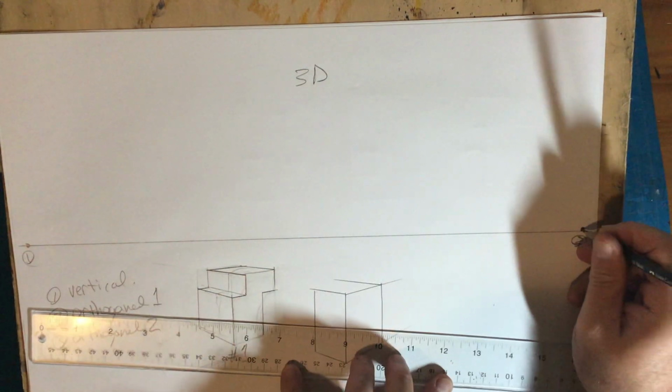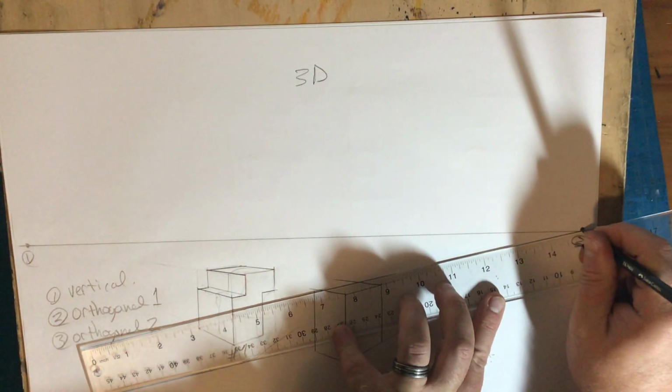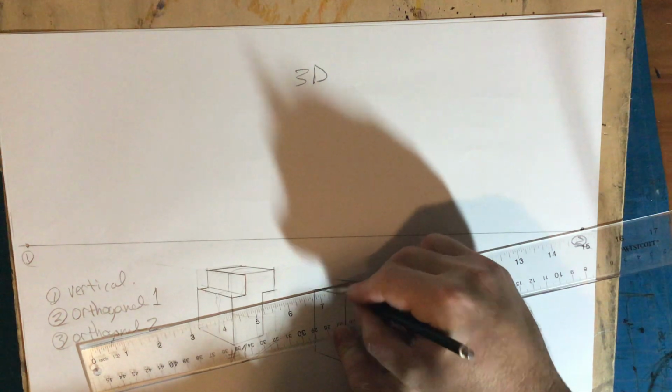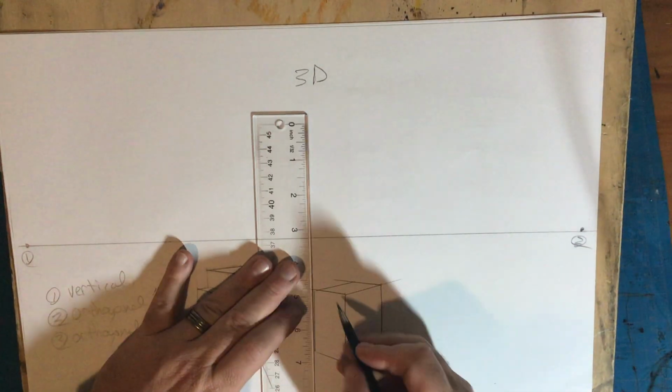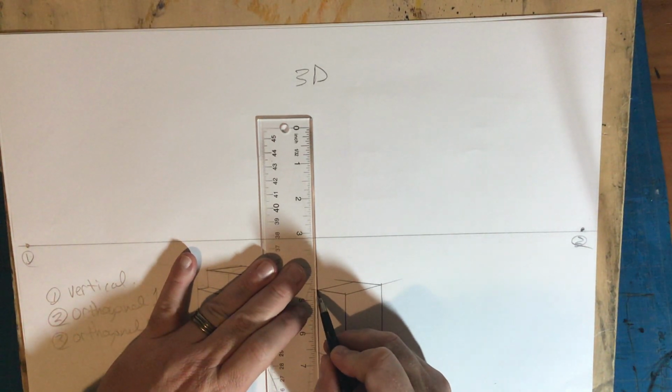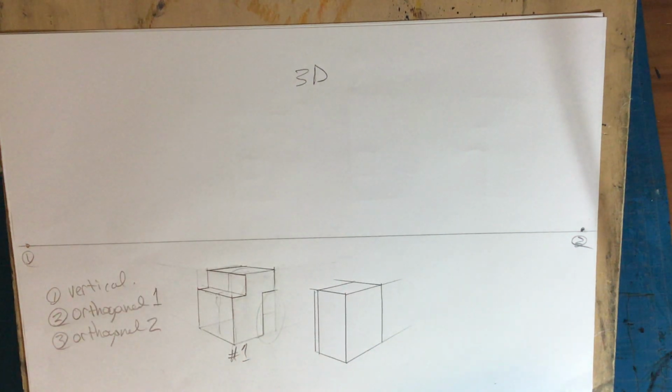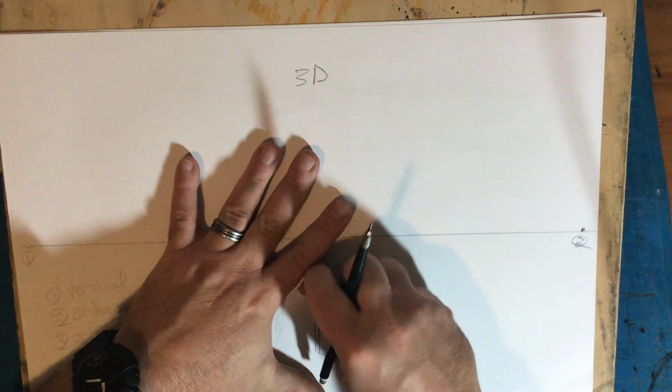Crisscross applesauce. There we go. Something like this. That's bad. There we go. That's better. Good. All right. So now we're going to erase what we don't use.